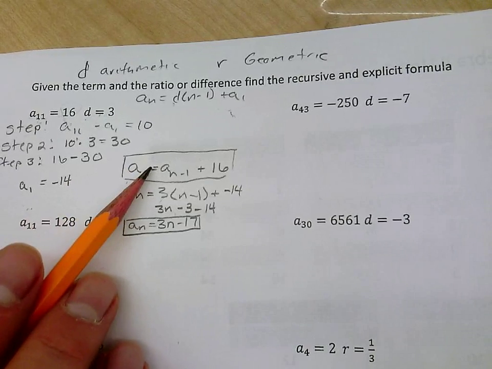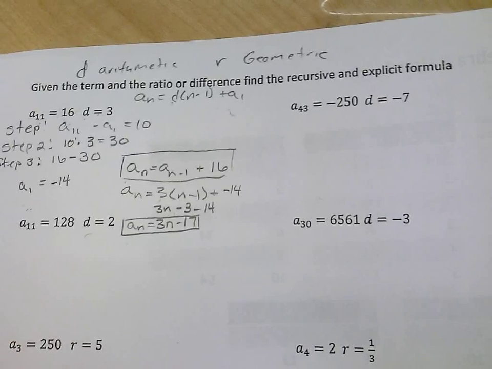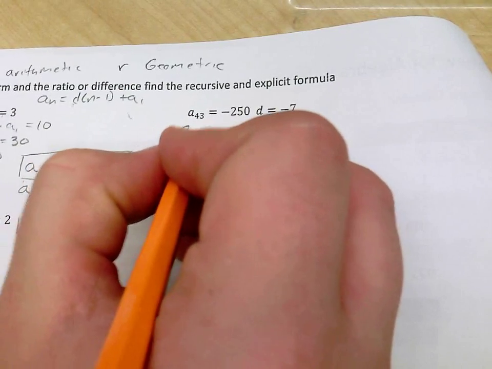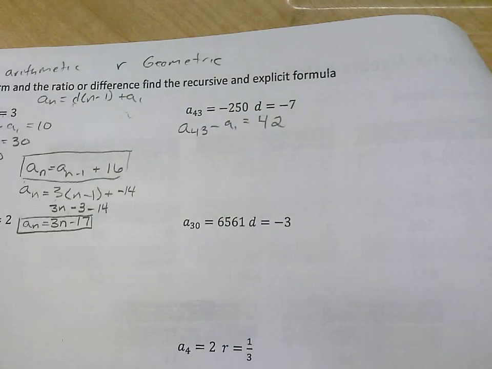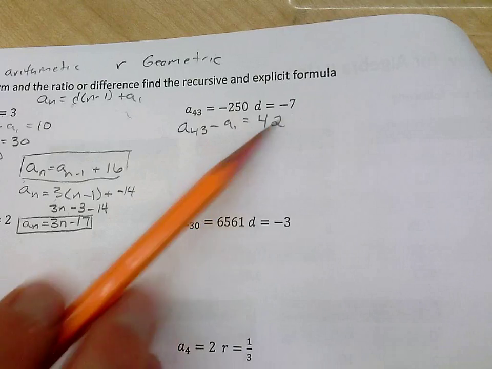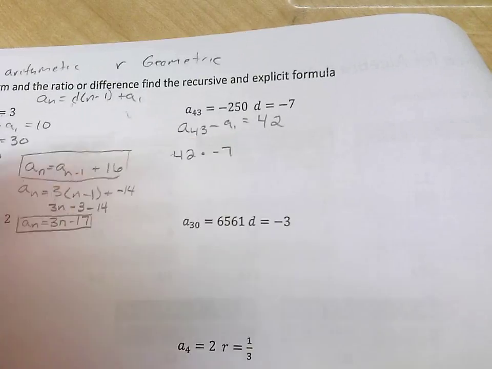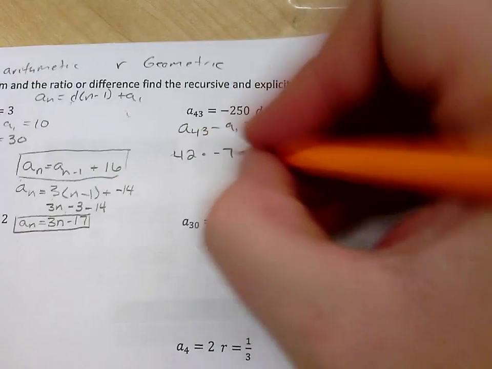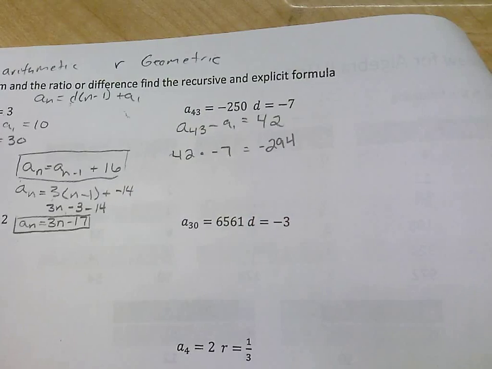This is explicit, this is recursive. So now I'm going to do this one over here. Same steps, same ideas. Step 1, how far away is A43 from A1? A43 minus A1 gives me 42 away. Step 2 is to take the d and multiply it by this number, so 42 times negative 7 gives us negative 294.